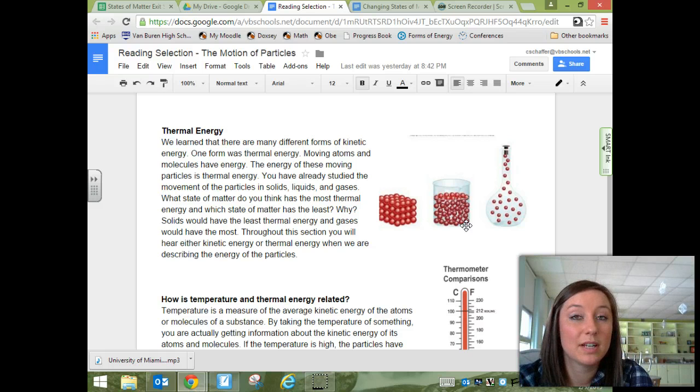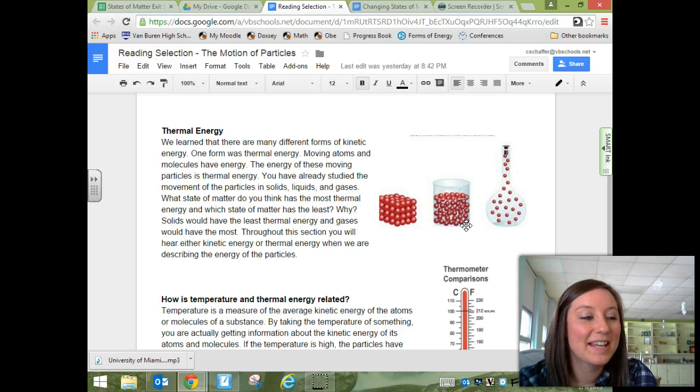So I actually want you to stop right now and, on a separate sheet of scrap paper or a section in your notes, put which one you think has the most thermal energy and why, and then work your way down to the least. So go ahead, pause the video and do that. Okay, now that we're finished, let's come back and say, solids would have the least thermal energy and gases would have the most. Throughout this section, you will hear either kinetic energy or thermal energy when we are describing the energy of those particles.